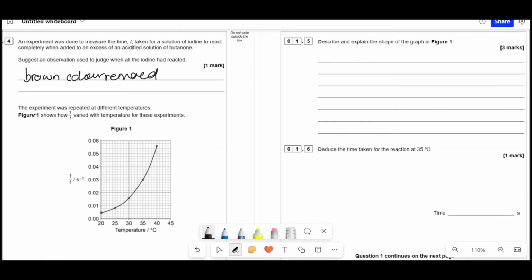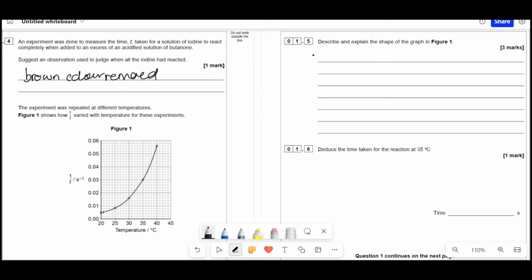It's gone. So now it says the experiment was repeated at different temperatures, and then figure 1 shows how 1 over t varies with temperature for these experiments. So 1 over t is like a rate in itself. Describe and explain the shape of the graph shown in figure 1. So first of all, let's start off with describing it.